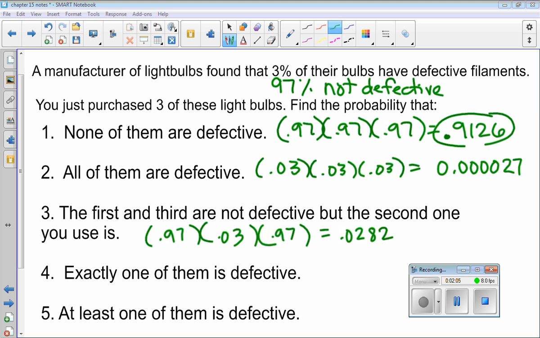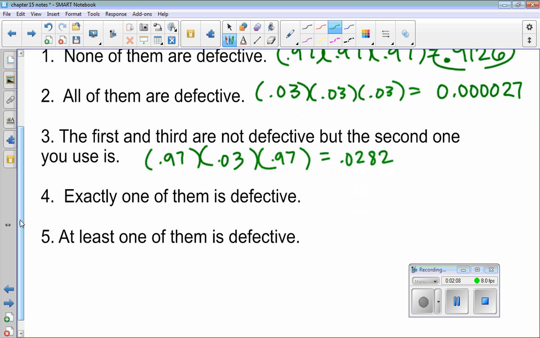Now, there's a shortcut to answering this question, just so you know. This is called a binomial situation, and we'll look at binomials, but we don't know about that yet. So for now, we're going to treat it as what I like to call a slot diagram. So exactly one of those is defective. If you look at number 3, I have the second one being defective. So that is 0.0282 plus, well, I could put that 0.03 in the first slot, right? And I'd still get the same answer, wouldn't I? 0.0282. And then I could put the 0.03 in the last slot, I'd still get 0.0282.